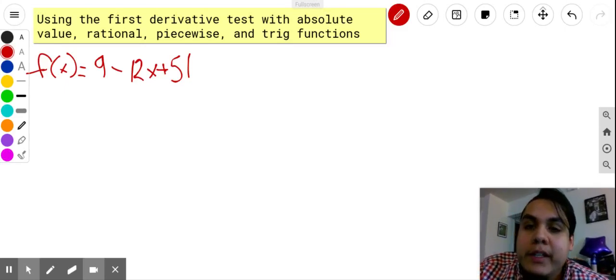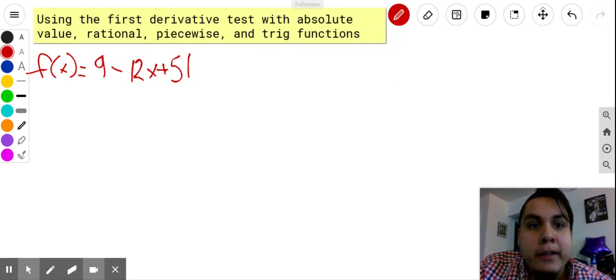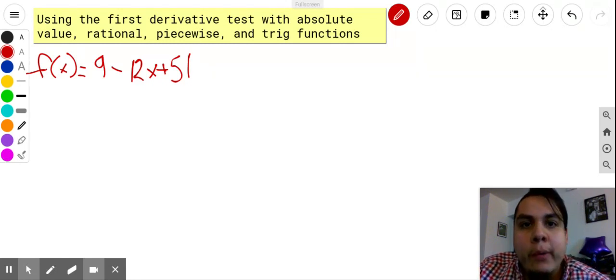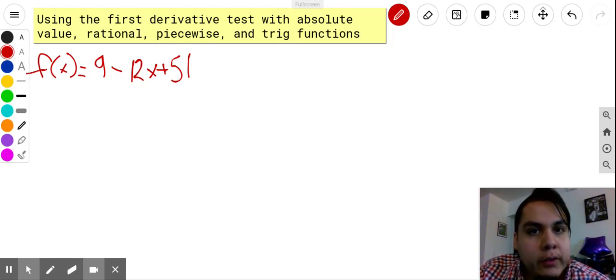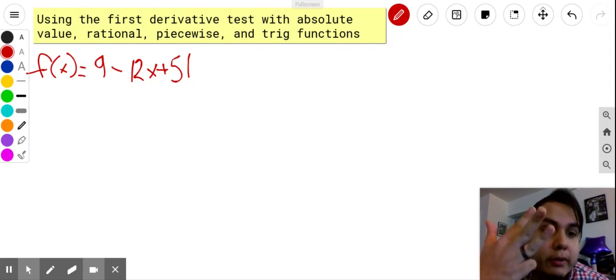So we're going to continue talking about the first derivative test. Yesterday we kind of introduced you to it, and we were only working with polynomials because they should be kind of easy so you can get a feel for it. But now we're going to up the ante a little and talk about the other possible functions and show you how it works. Okay? So if you notice, we have absolute value, rational, piecewise, and trig.